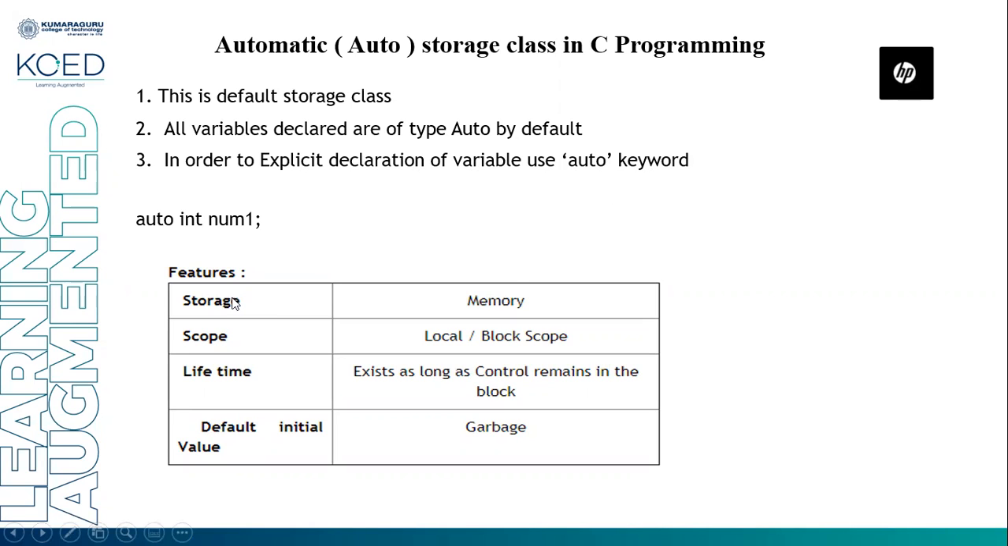Storage is in the main memory, scope is local or block scope. Lifetime: it exists as long as control remains in the block. The default initial value is a garbage value. If you don't give a value, the garbage value will be taken as the default initial value.